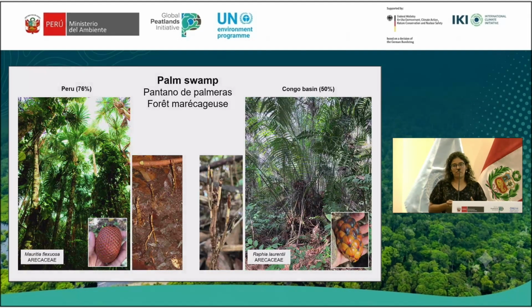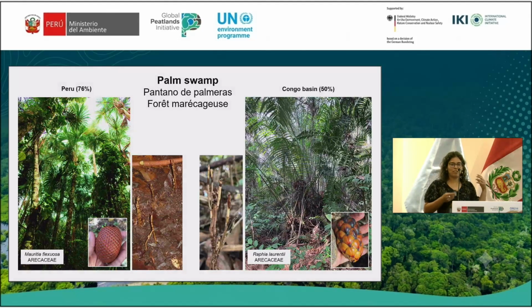So what ecosystem types do we find in these places? In Peru, as you heard already, these peatlands are mainly dominated by palms. In Peru, they represent 76% of the peatland area based on the map of Adam Hastie. And in the Congo Basin, we also find some peat occurring on top of palm swamps, and there the map of Chris says that more or less they represent 50% of the peatland area.